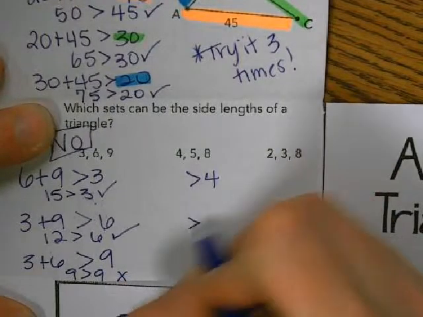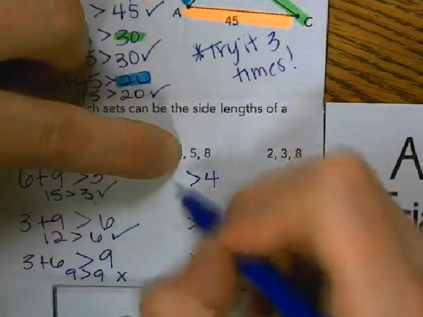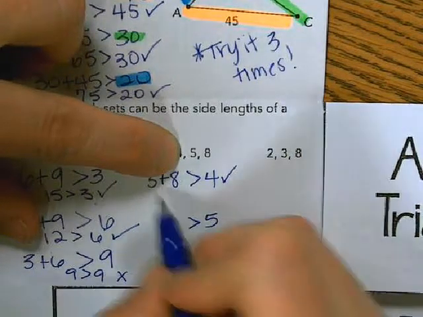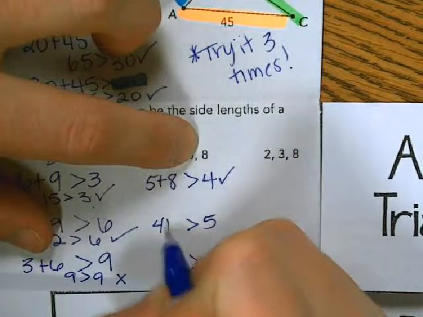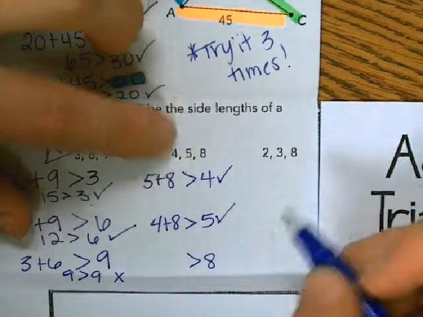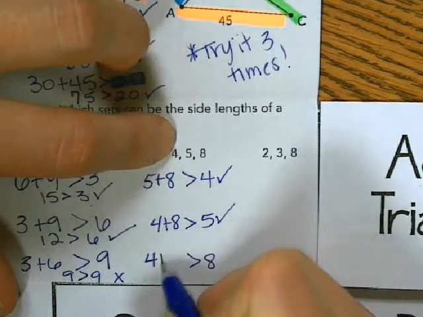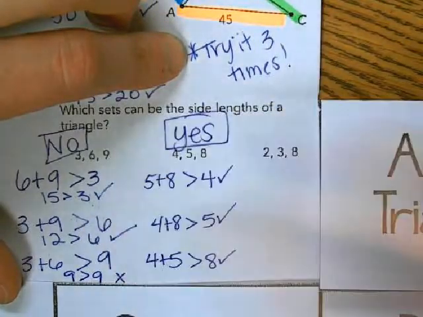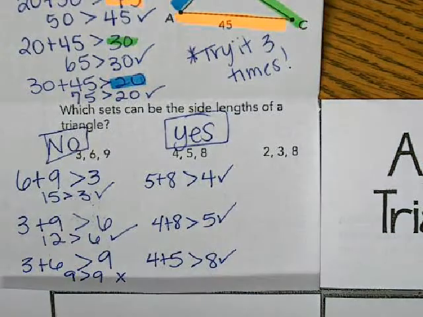Same thing. Greater than 4, greater than 5, greater than 8. So I'm going to start with the first one. 5 plus 8, is that greater than 4? Yes, because that's, what is that, 12, 13? Now take the 5. Is 4 plus 8 greater than 5? Yes. Now take out the 8. Is 4 plus 5 greater than 8? Yes. So this one can be a triangle. I'm going to leave the third one because we don't actually need to do all 3 of them.